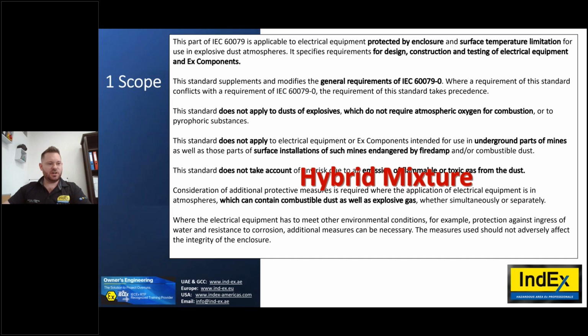When you have a mixture of gases, vapors, and liquids and dust or fibers or flyings, when those two are together, that is defined as a hybrid mixture. Now, where the electrical equipment needs to meet other environmental considerations, such as ingress protection and resistance to corrosion, there's another requirement that we need to consider. Perhaps it needs to be greater than the IP5X or 6X requirement. If there is a water ingress requirement, then the X would need to be defined: 1, 2, 3, 4, 5, 6, 7, 8, 9.